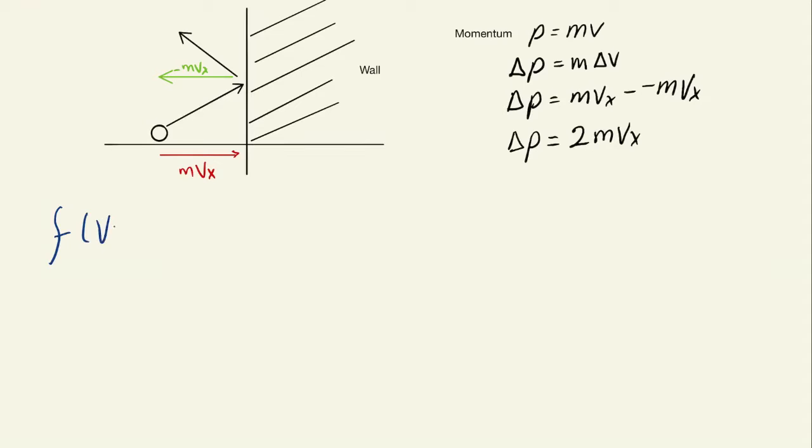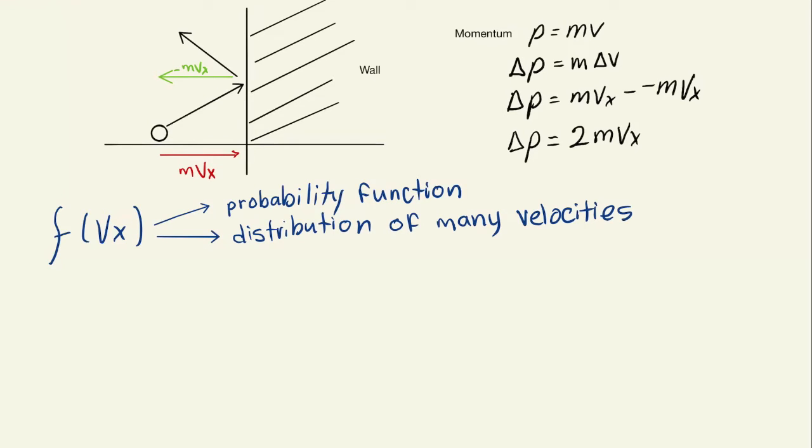However, this is just one case for one particle with a single velocity. When we're talking about multiple particles, they all have different velocities. So we talk about a distribution of velocities.